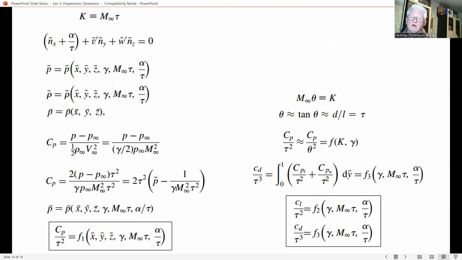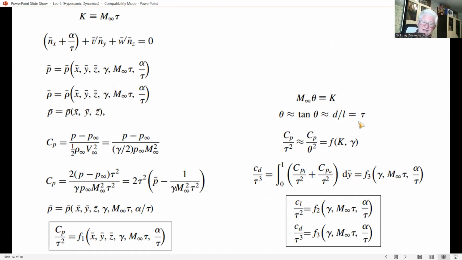The validity of hypersonic similarity is reinforced by results that we have already obtained in lecture number 2. From that lecture, the hypersonic shock relation for large M infinity and small deflection angle turns out in terms of M infinity times theta, which gives us K, the hypersonic similarity parameter. And this is precisely the same as M infinity tau, because for a slender body, theta is approximately tangent theta, which is approximately d over L, the same as tau.